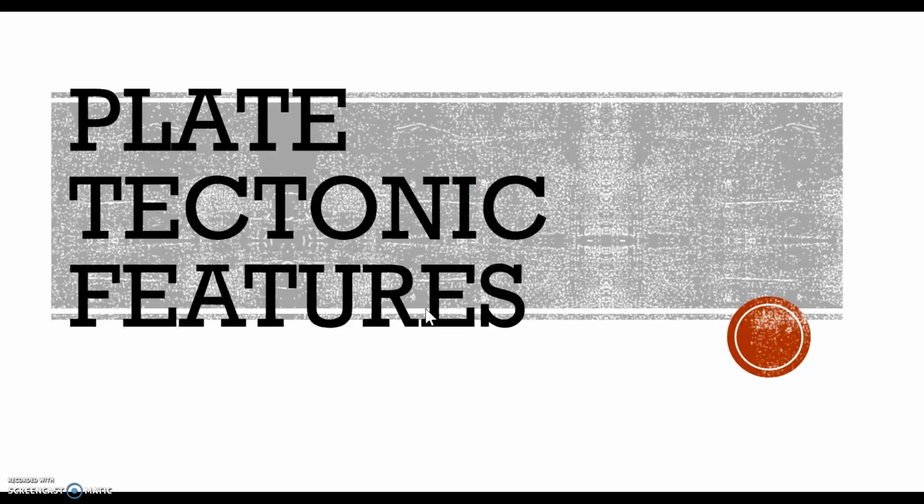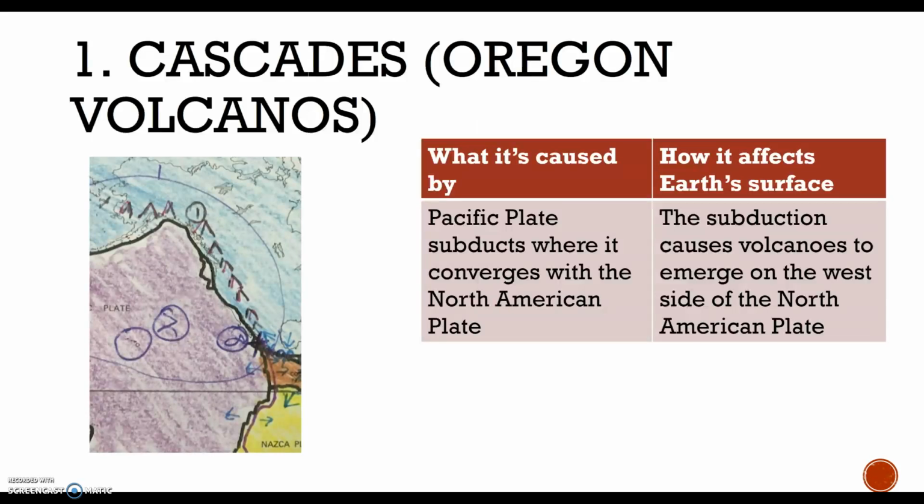Once you've gotten to this point, go ahead and set up a blank notebook page headed Plate Tectonics Features, and then you are ready to get started. So once you have made that heading, divide your paper up into 3 sections. A section that you will label title, a section that you will label what it's caused by, and a section that you will label how it affects Earth's surface.